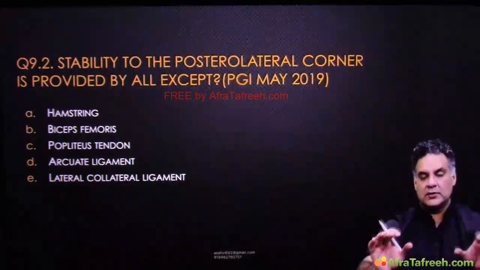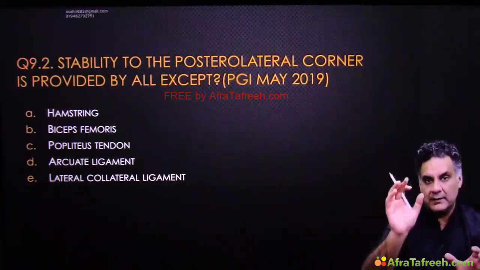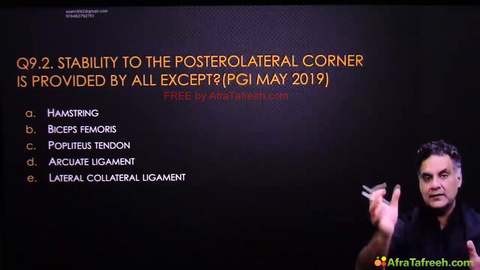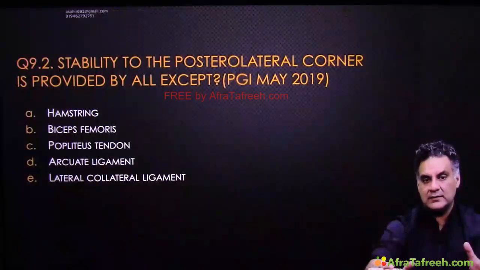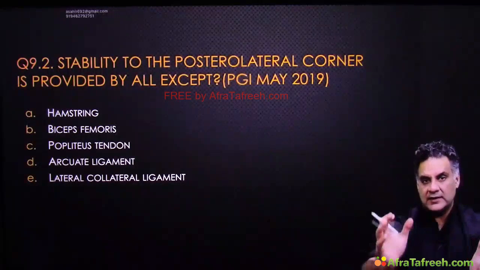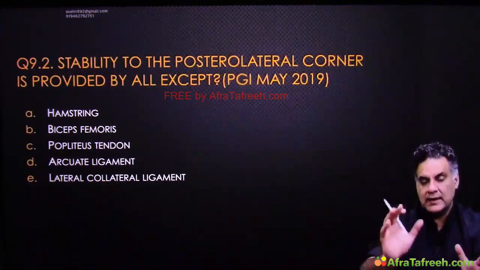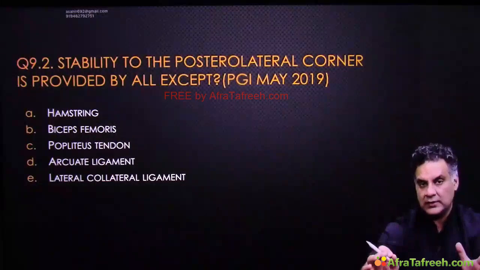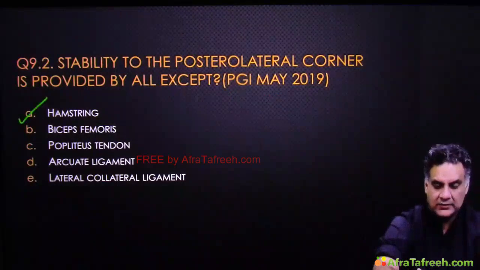Stability to the posterolateral corner, which is a very, very important corner of the knee joint, is provided by the structures on that side, like the biceps femoris, the arcuate ligament, the popliteus tendon, the lateral collateral ligament. Hamstring is not an important contributor. So the answer is hamstring here.